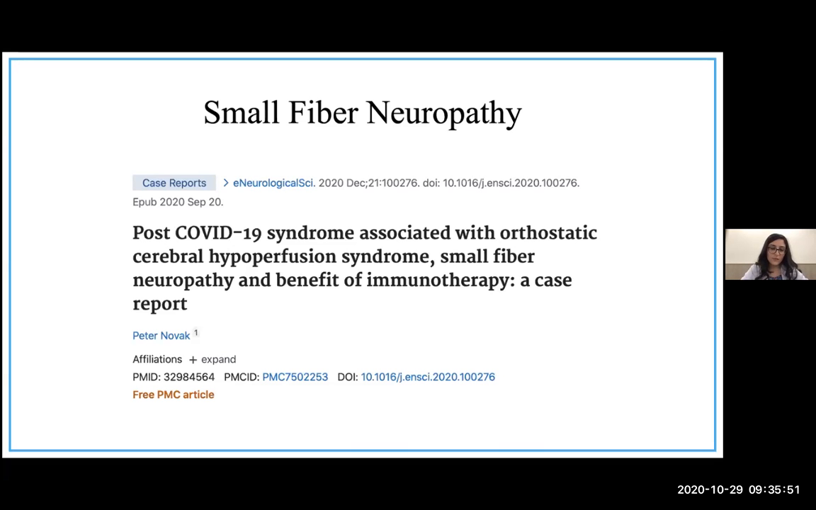Since we've had a lot of small fiber neuropathy patients in the clinic, I actually looked up small fiber neuropathy in association with COVID-19 on PubMed, Science Direct, and Google Scholar, and there was only one case report, which is actually a post-COVID-19 syndrome. This reports a 64-year-old female who already had orthostatic cerebral hypoperfusion syndrome and small fiber neuropathy, and it was well controlled. 1 year after being well controlled, she was infected with COVID-19 and then redeveloped symptoms of orthostatic cerebral hypoperfusion and small fiber neuropathy. So this was the only confirmed case of small fiber neuropathy.